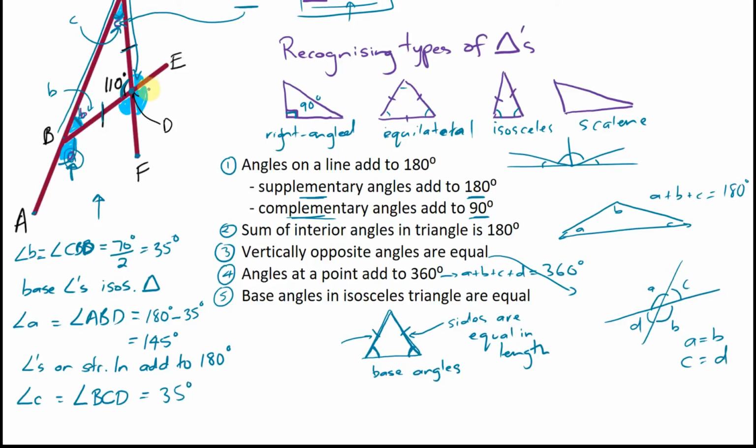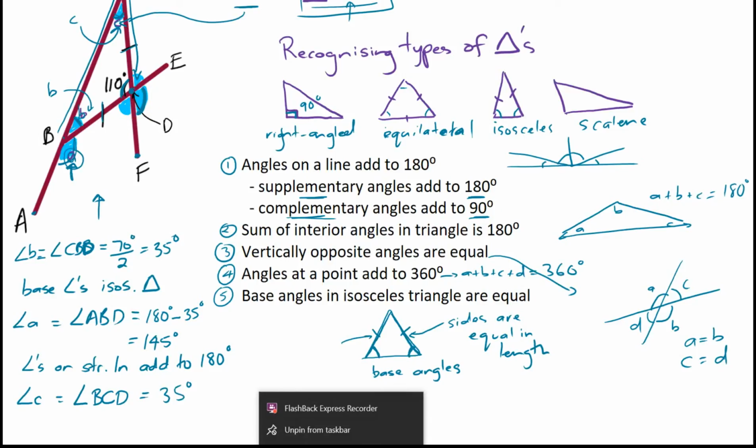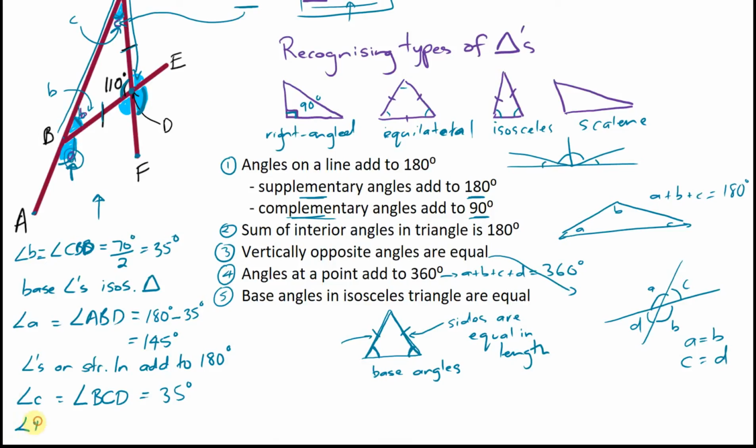Let's now work out this angle here. So we would label that angle EDF. So angle EDF, okay, which is this angle here. That is vertically opposite to 110. So that angle is 110 degrees, and the reason is vertically opposite angles are equal.